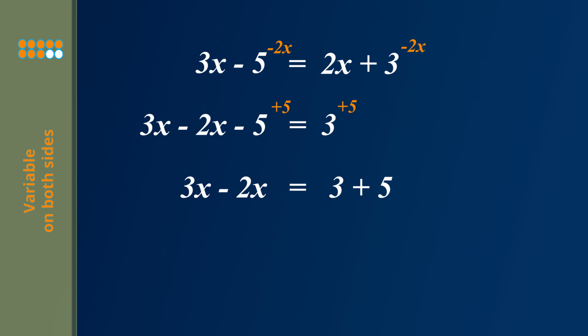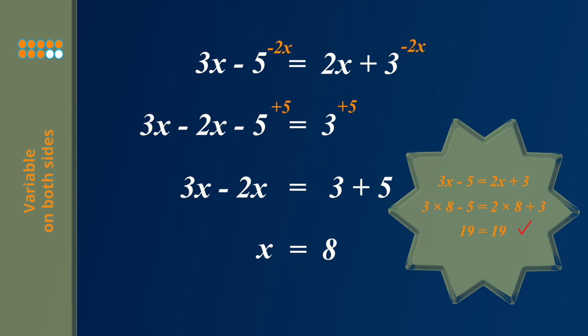Let's simplify both sides to see what is there. On the left side, 3x minus 2x is x. On the right side, 3 plus 5 is 8. So x is 8. We'll check that answer. Back in the original equation, the left side is 3 times 8 minus 5, which is 19. The right side is 2 times 8 plus 3, which is 19. The value of x is 8.